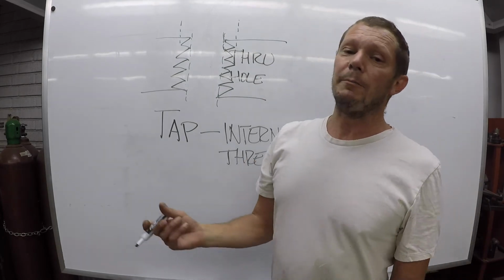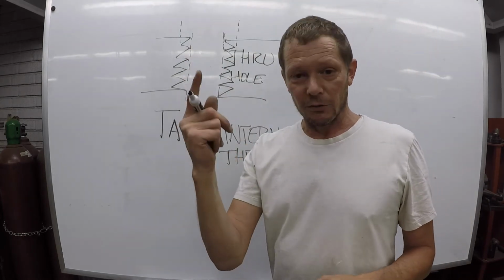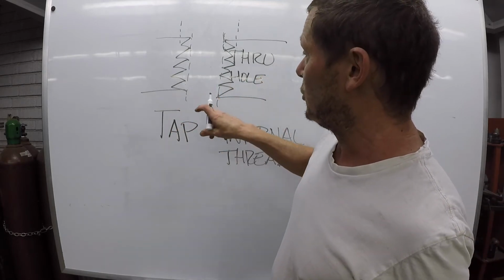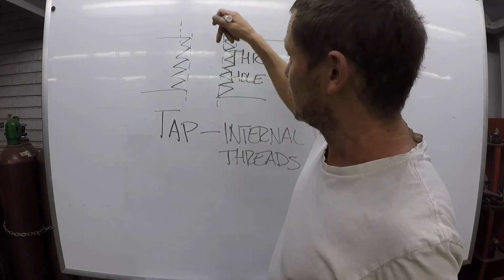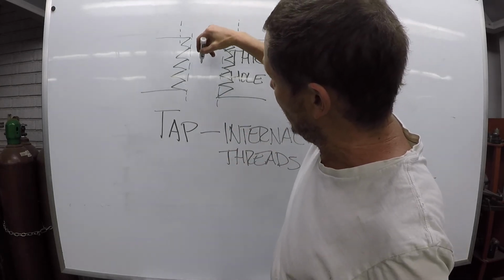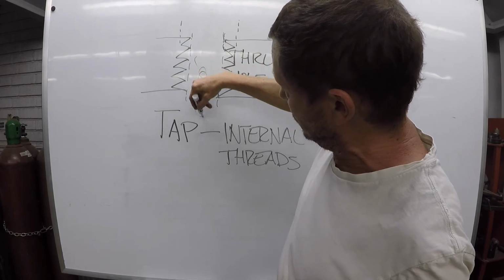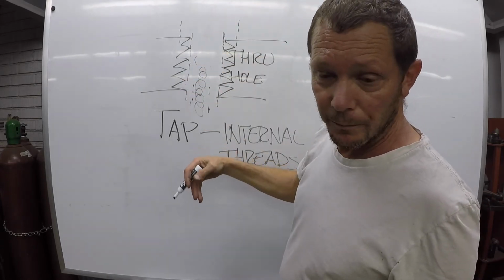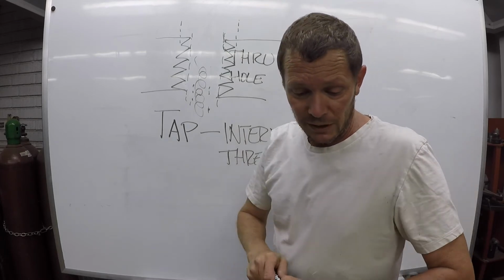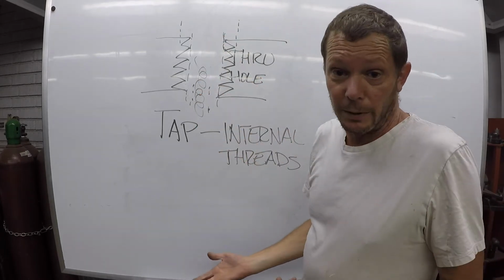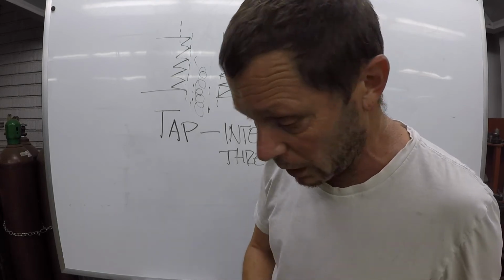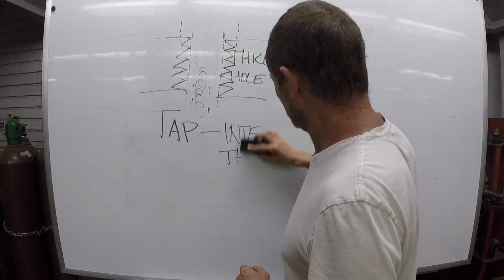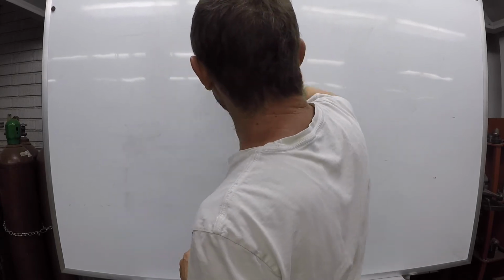On most taps, they make them so that the chip comes up, and they have spirals. They have flutes in them, okay? But on most general purpose taps, the chip goes down. So as you're cutting, you're going to get a chip that goes down to the bottom. Now on a through hole, that's not a problem because they just pop right out the bottom. We're good, okay? On a blind hole is another issue.